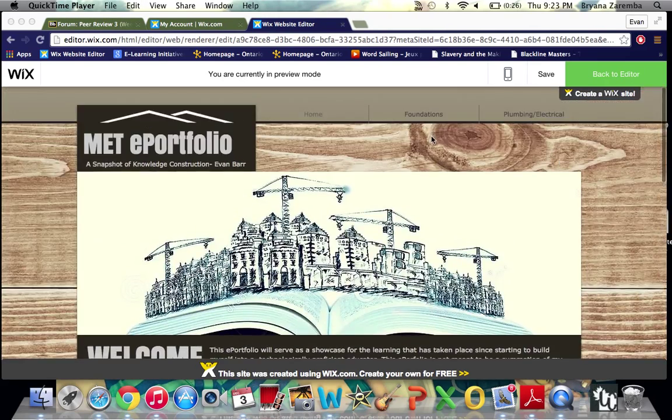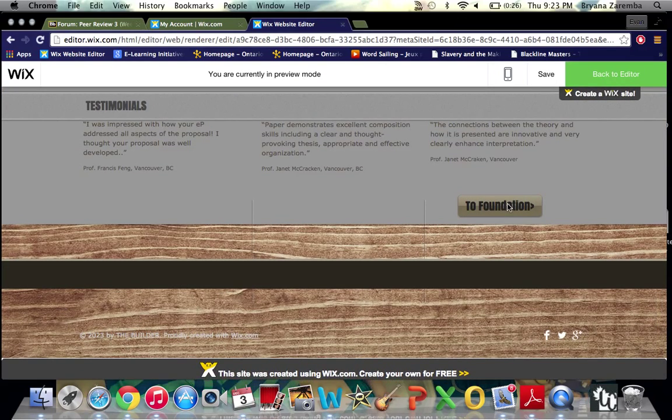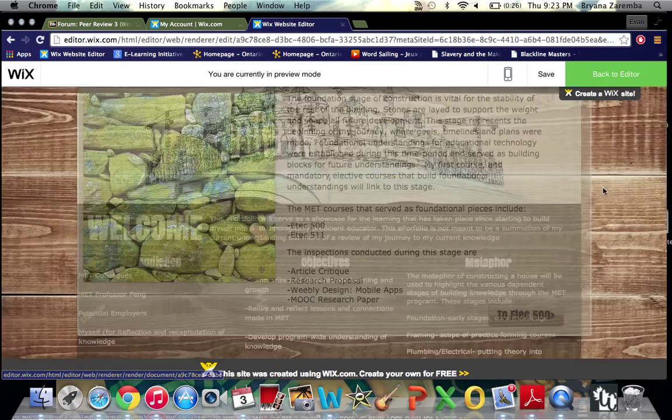Now, with this website, at the bottom of every page, you'll see a little icon like this to navigate. You can use the menu at the top, but it's a little more difficult because Wix didn't allow all the pages to be shown up there.